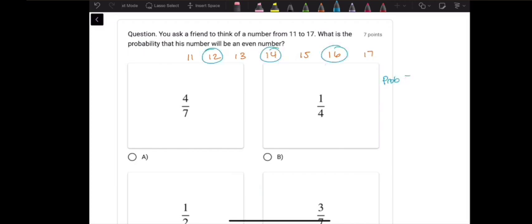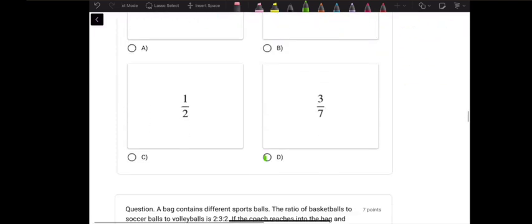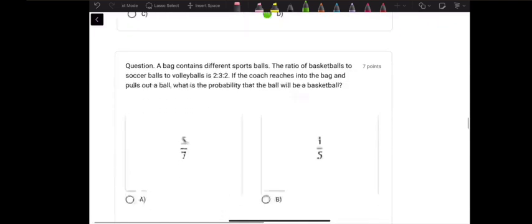So your probability that this random number that your friend is going to think of is going to be, there is a total of 1, 2, 3, 4, 5, 6, 7 numbers that are options. And only 3 of them are even. So you're going to have 3 over 7. Can you simplify this? No. So your final answer is the probability your friend picks an even number between 11 to 17 is 3 over 7, which is D. Next one.